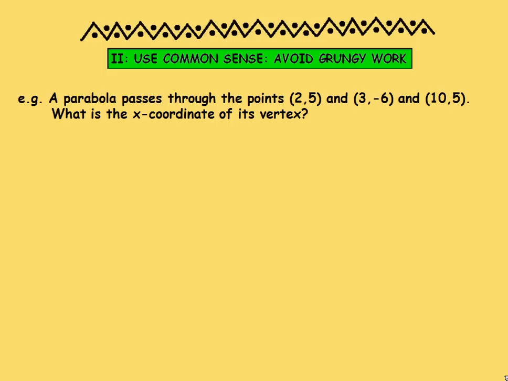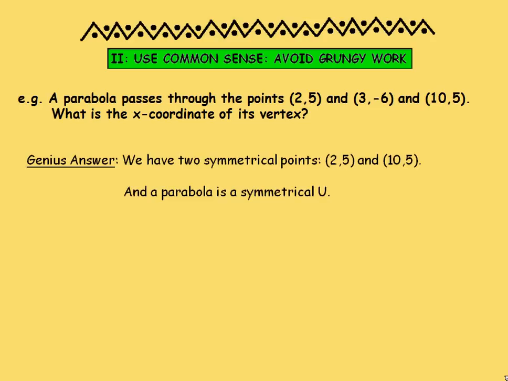Here's a real Algebra 2 type question. A parabola passes through the points (2, 5), (3, -6), and (10, 5). What is the x-coordinate of its vertex? Well, I'm going to be a genius on this one because I really don't want to do the hard work here. So here's the genius thing to note. We have 2 symmetrical points. Look at that, (2, 5) and (10, 5). That's very telling. And I happen to know that parabolas are symmetrical U-shaped graphs.